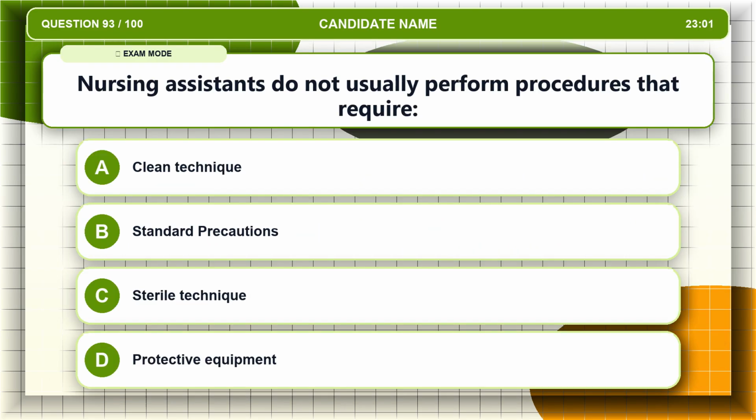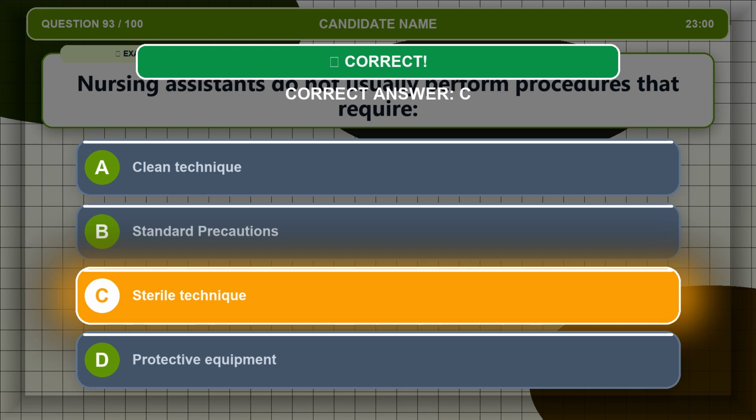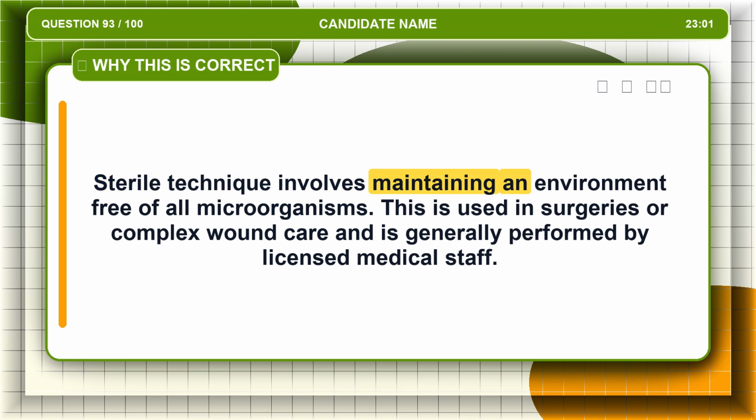Question 93. Nursing assistants do not usually perform procedures that require: Option A, clean technique. Option B, standard precautions. Option C, sterile technique. Option D, protective equipment. The correct answer is option C, sterile technique. Sterile technique involves maintaining an environment free of all microorganisms. This is used in surgeries or complex wound care and is generally performed by licensed medical staff.